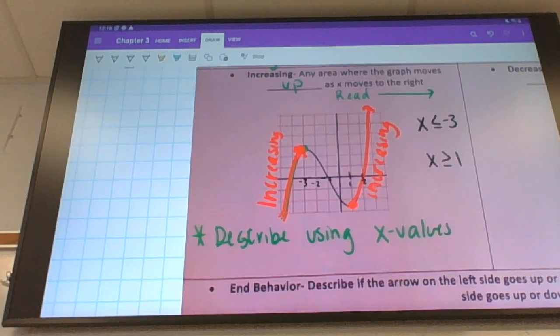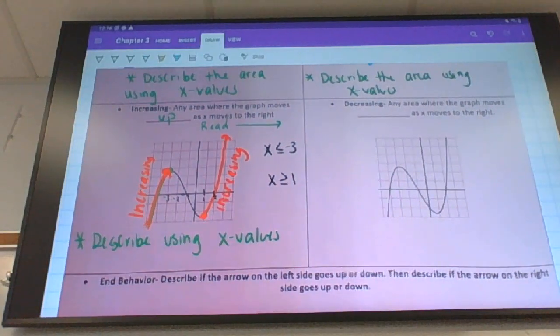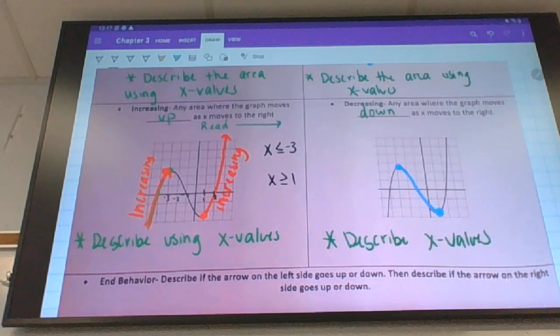Next, we will describe where a graph is decreasing. That's where the graph is going down. So it goes from here to here when that roller coaster is going downhill. Again, I don't care about y. We're talking about x's. You describe the x values, not the y values. The reason for that is because mathematicians are more concerned about independent variables than dependent variables. So they want to know what x is doing.